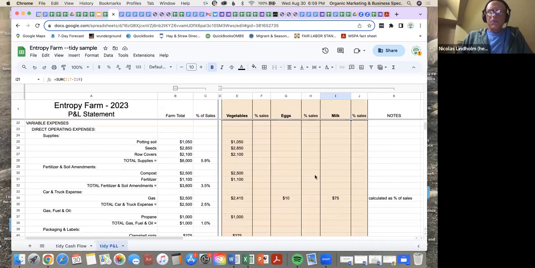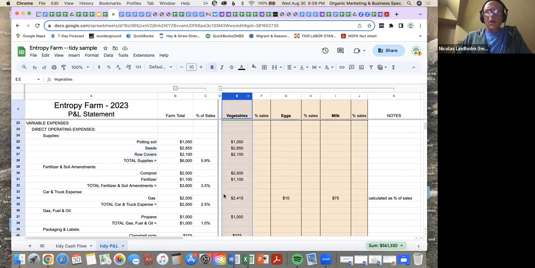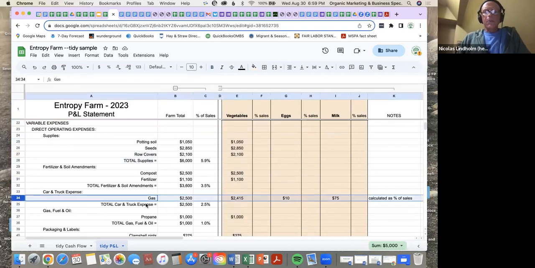And I just want to spend a few minutes going through how I categorize some of these expenses into enterprises. Again, some of it was easy, like potting soil and seeds and row covers. That's all vegetables. Something like the gas, this line was putting gas in the truck to make deliveries and stuff like that. I chose to spread the $2,500, which was the total gas expense, across the three enterprises as a percentage of their sales.